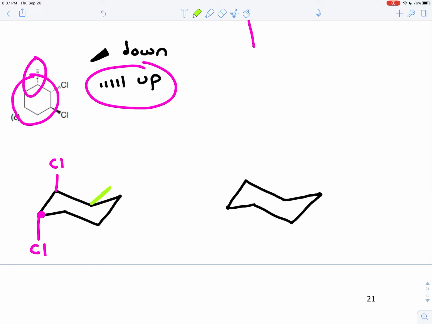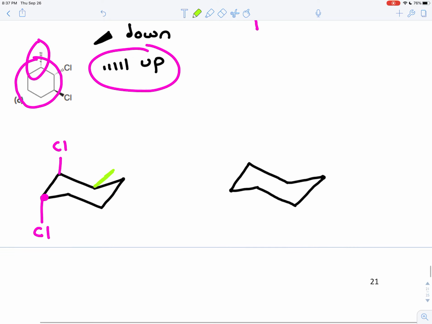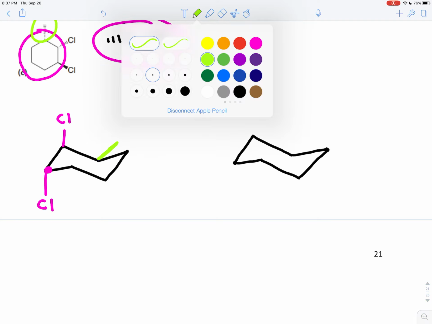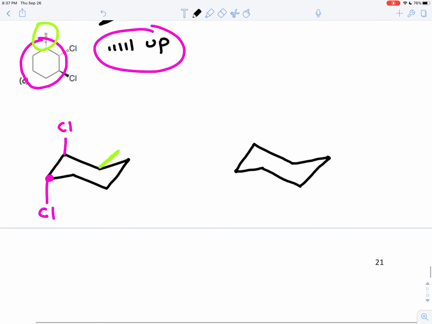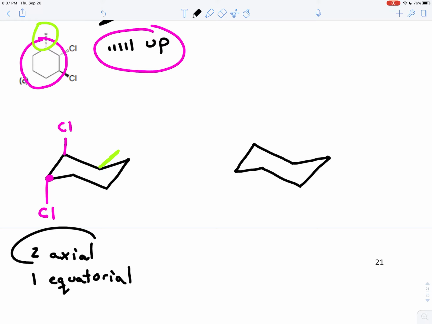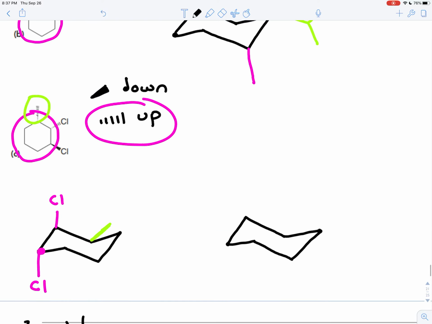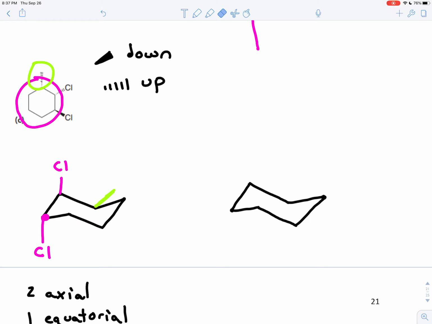So I'll get rid of that marker there, and so now we have our green methyl branch there. So that's one conformation for this cyclohexane. And we can see here that we have two axial positions, two axial branches, and one equatorial branch. So it's not looking too stable. We have a lot of the unstable position and only one of the more stable position. Okay, let's try drawing it the other way.